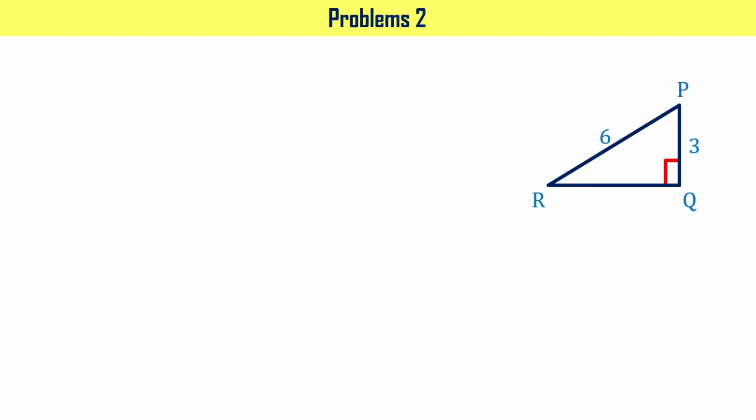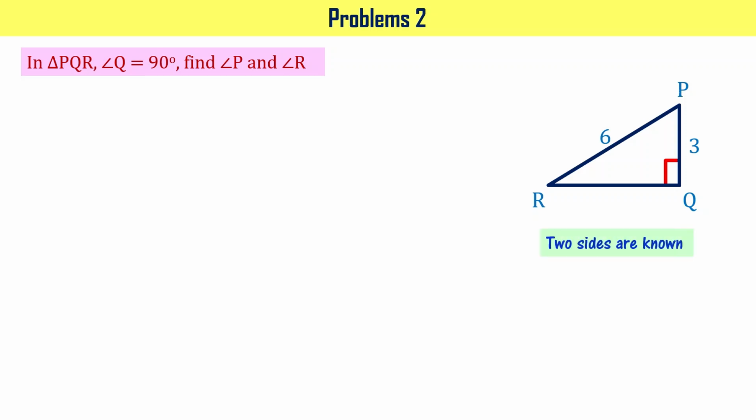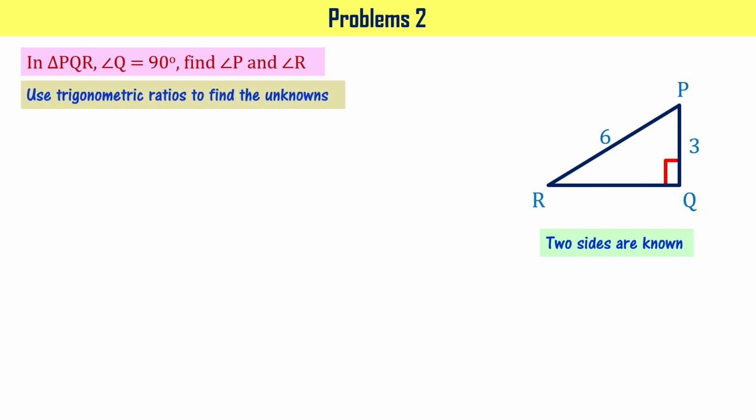Let's go to the next problem. In this problem, as you see, in triangle PQR, angle Q is 90 degrees, and we are asked to find angle P and angle R. As you see from this figure, two sides are known in this case, right? In that case, we can make use of trigonometric ratios to find the unknowns. Sin R can be written as PQ divided by PR, right?